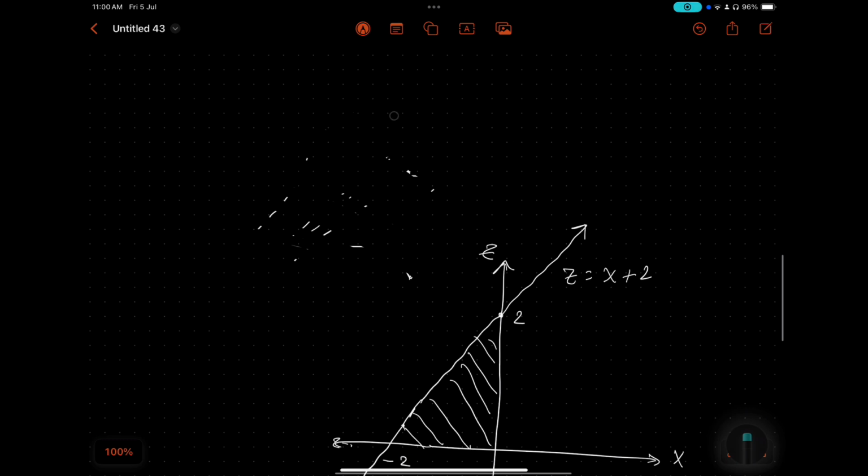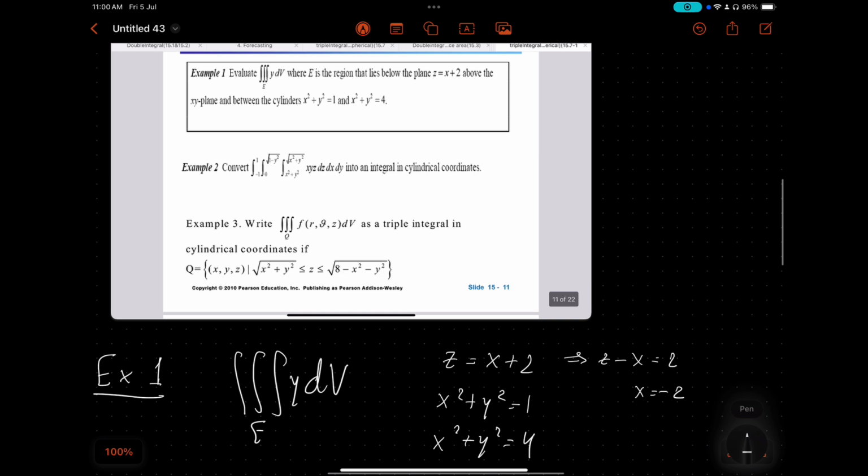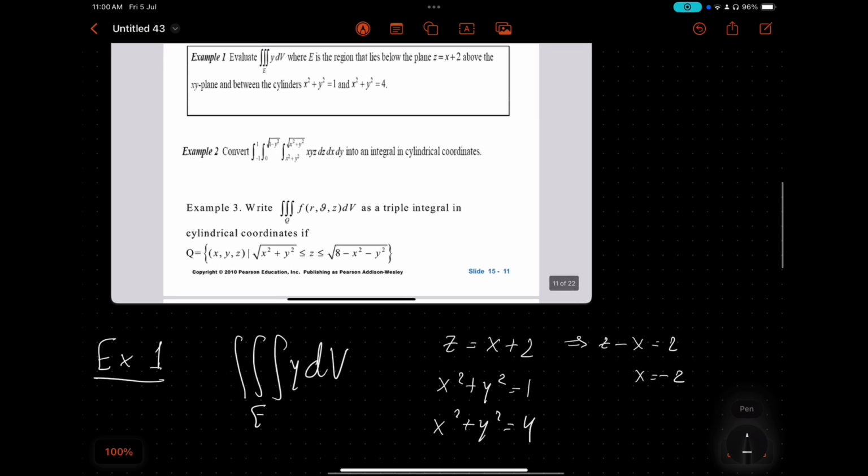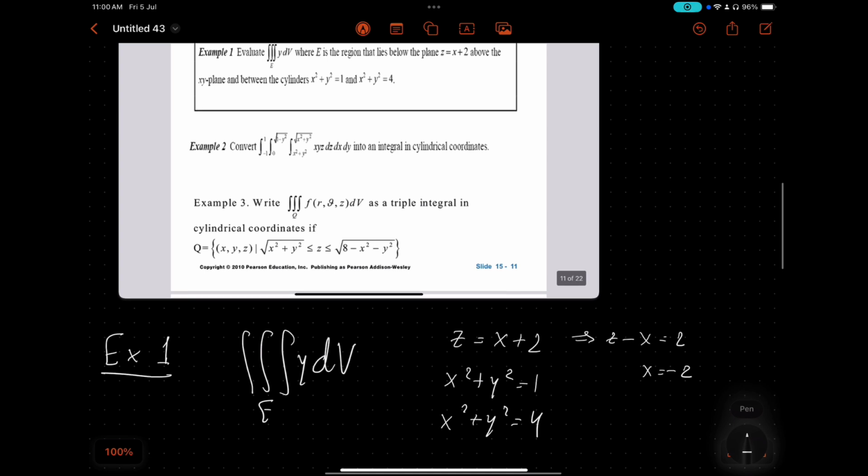And also we're going to have a cylinder. And so a cylinder, yeah, x squared plus y squared equals 1, and x squared plus y squared equals 4.